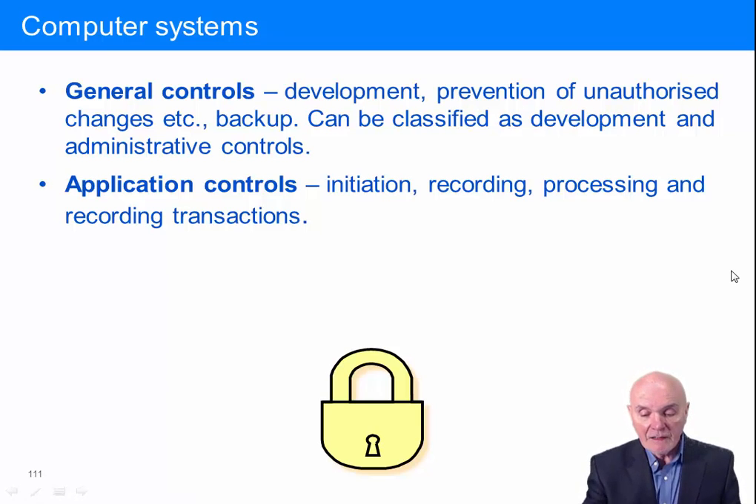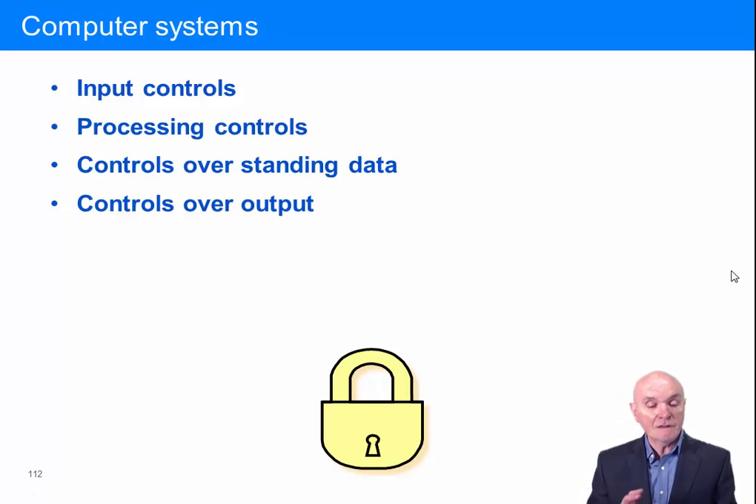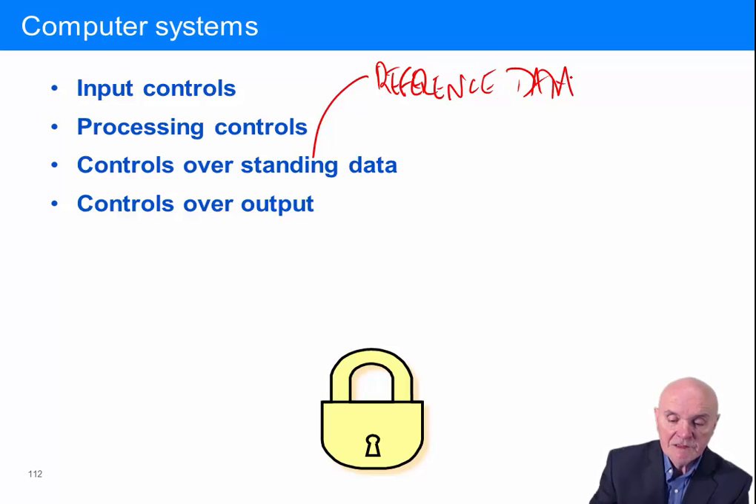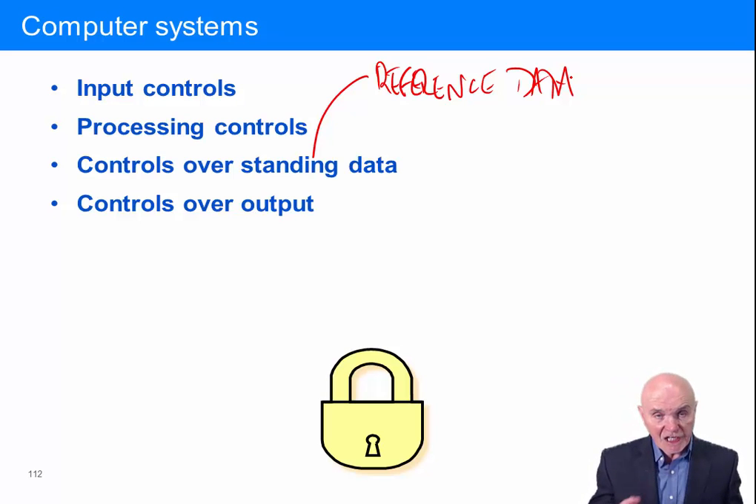What are the various ways? Here we have the input to processing, controls over what's called standing data, and controls over output. This mentions something called standing data, and standing data is sometimes called reference data. This is data which is referred to, which is used, but which doesn't change very much. It can in a way stand still.